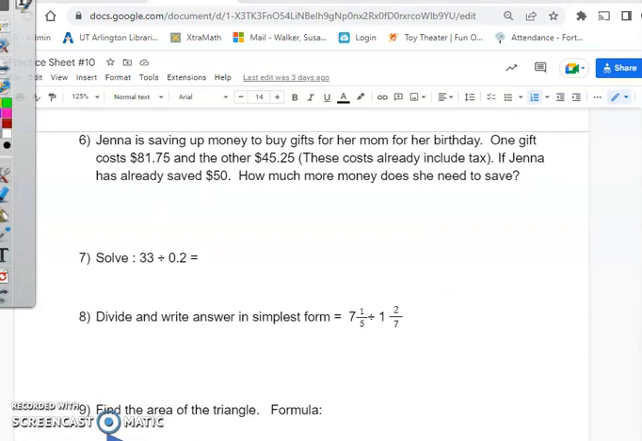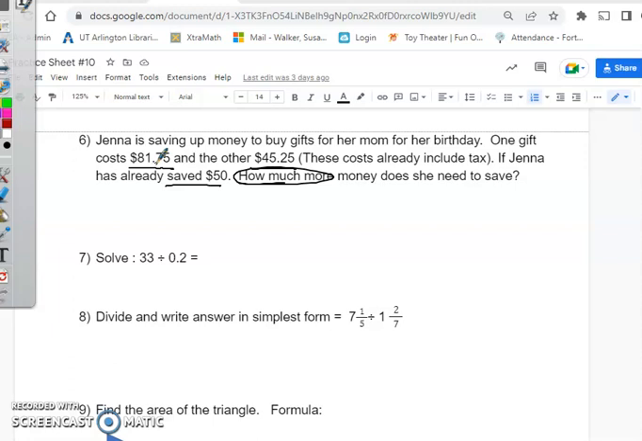Okay, number 6. Jenna is saving up money to buy gifts for her mom for her birthday. One gift cost $81.75 and the other $45.25. And these costs already include tax. So she wants to buy both of those for her mom. She has saved $50 already. How much more will she need to save? I already know that I need more than 50 because that one by itself is more than 50. She would have enough if she only wanted this one here, but this one she doesn't have enough for. So she wants to make sure she can buy both of those, okay?